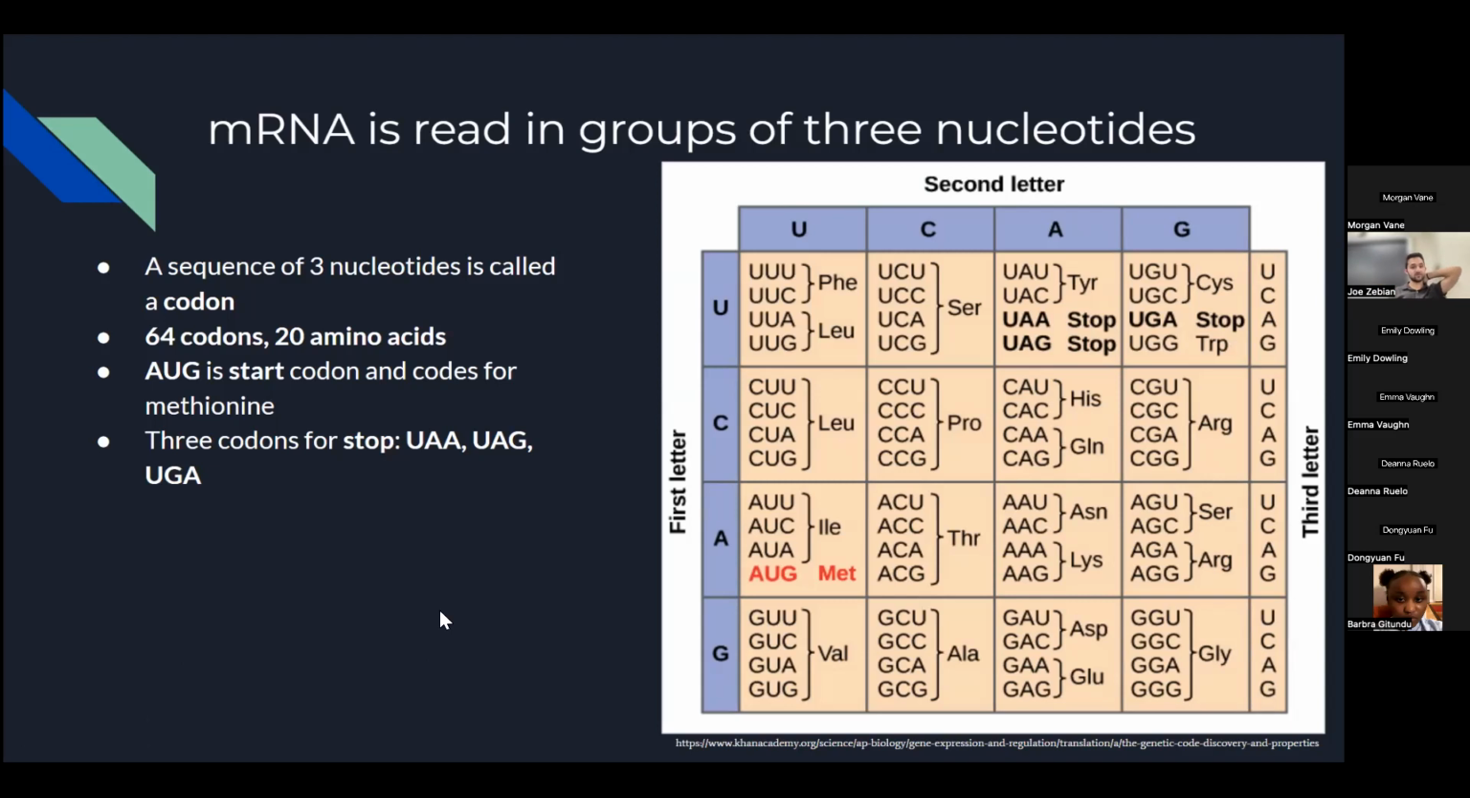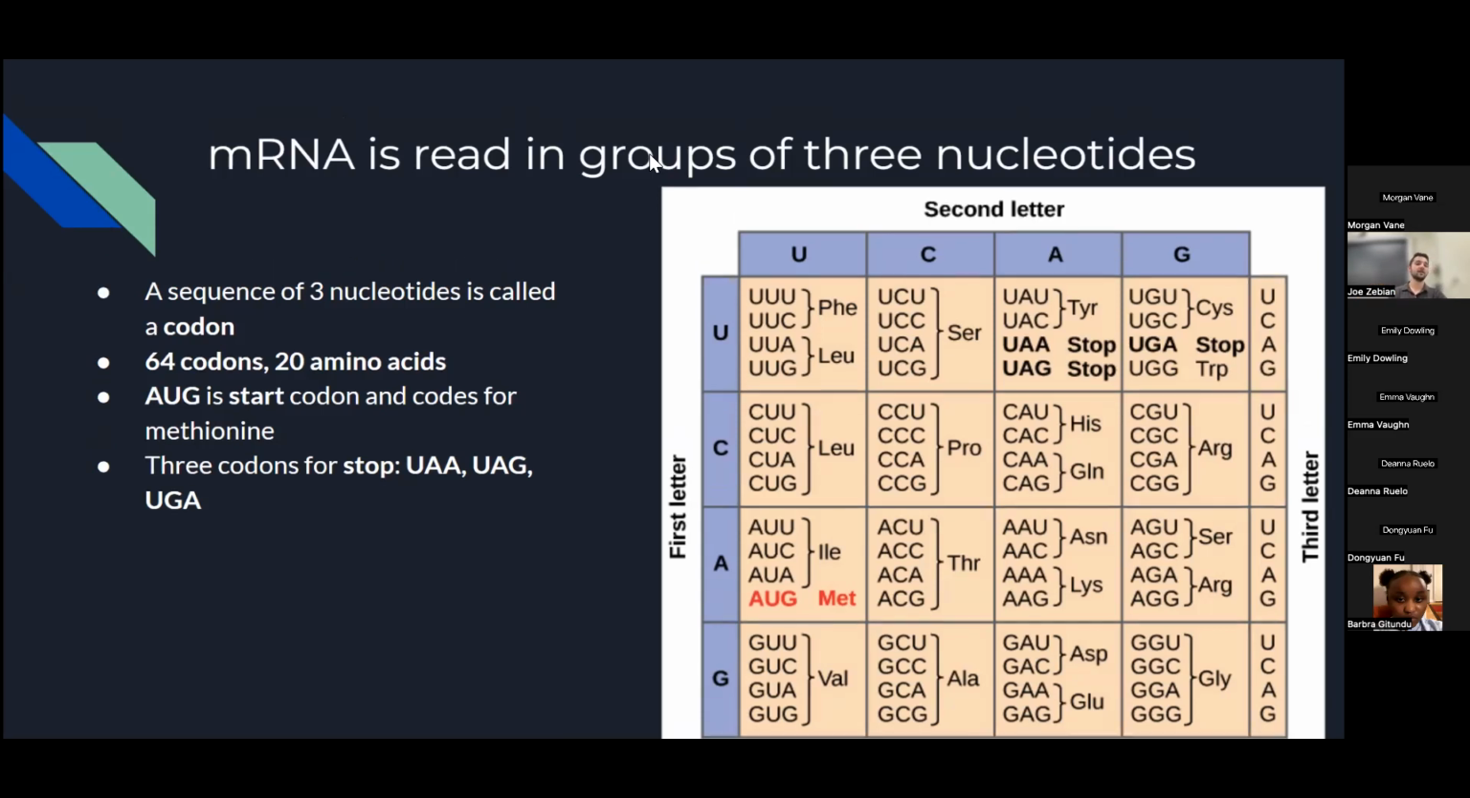Okay, so mRNA is read in groups of 3 nucleotides. These are better known as codons. There are 64 codons that code for 20 amino acids. AUG is the start codon and it codes for methionine. AUG is the start codon. It also sets the frame for codon reading. So you don't start reading. The reading frame does not begin until you read AUG.